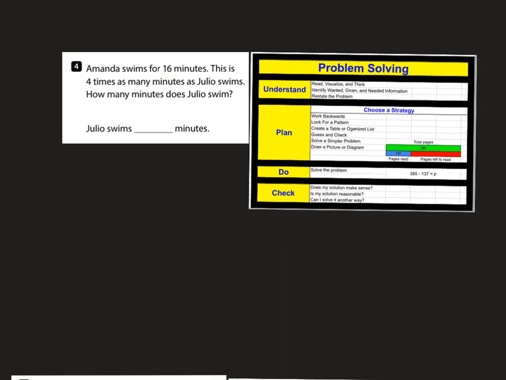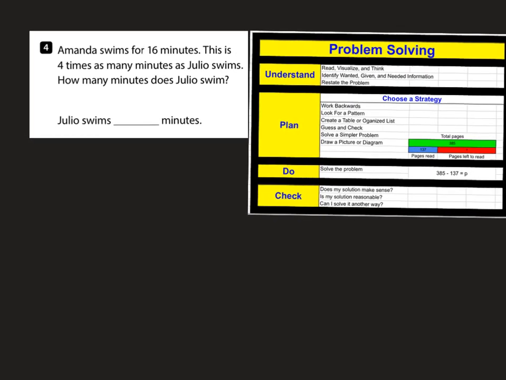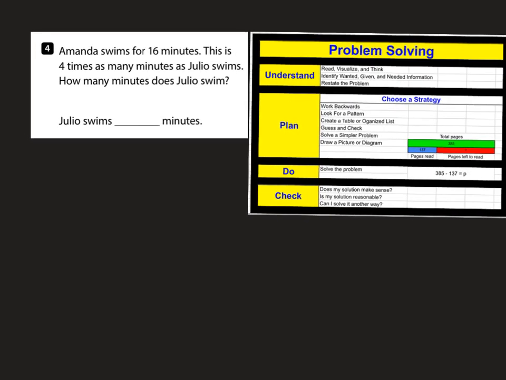All right, number 4. Amanda swims for 16 minutes. So that's how long she's swimming. This is 4 times as many minutes as Julio swims. How many minutes did Julio swim? We've restated the question here. Julio swims blank minutes. So we have Amanda and we have Julio.